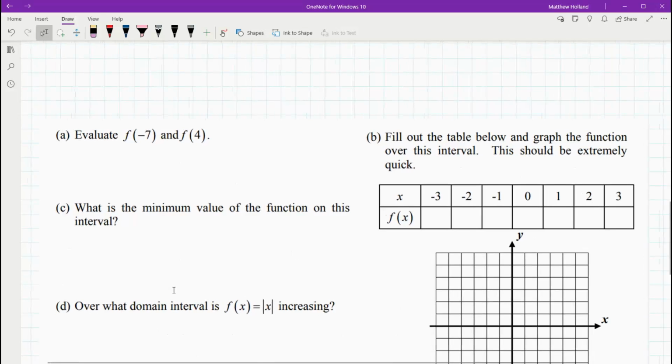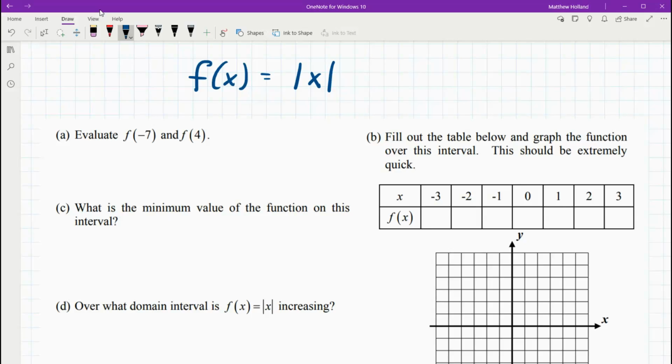So let's consider the simplest absolute value function, which is f of x equals absolute value of x. Okay, so we want to evaluate f of -7 and f of 4. Remember, we're using this function, which is really just the absolute value of x. So f of -7, it's negative, you make it positive. The absolute value of negative 7 is 7. The absolute value of 4, it's positive, so you just leave it alone, is 4.